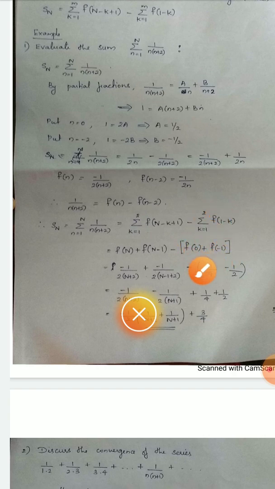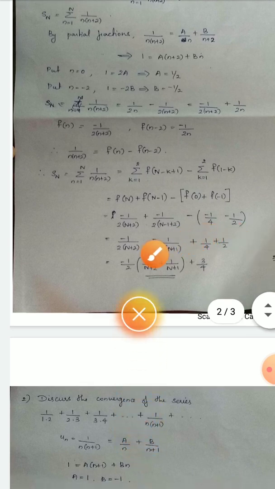f of minus 1. And we know that f of n is minus 1 by 2 into n plus 2. So here put n minus 1, so that we get f of n minus 1. And find f of 0 and f of minus 1 from this expression of f of n. And substituting, simplifying and rearranging, we get this answer.